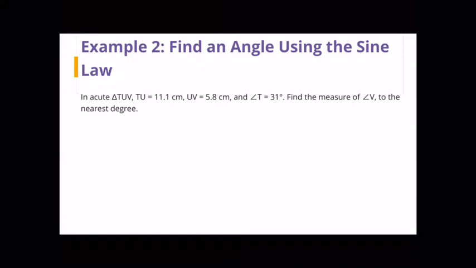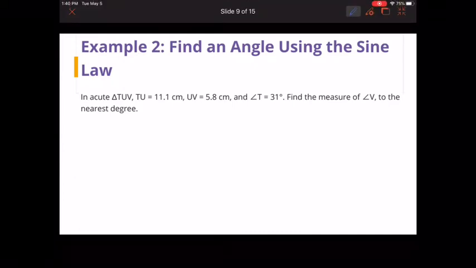So example 2. Find an angle using the sine law. An acute triangle TUV, where TU equals 11.1 centimeters, UV equals 5.8 centimeters, and angle T is 31 degrees, find the measurement of angle V to the nearest degree. So we've got to get some drawing out, otherwise this is not going to make any sense. It doesn't matter what your triangle looks like, this is just a diagram to help you understand.